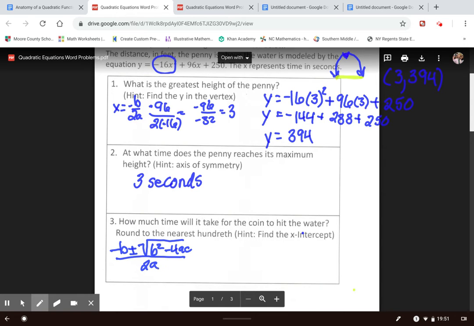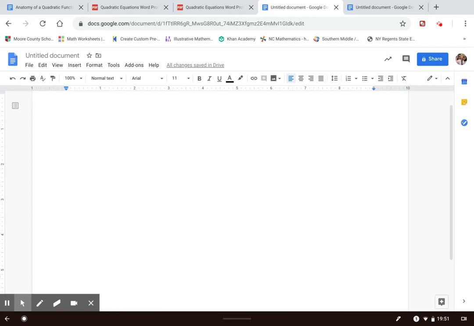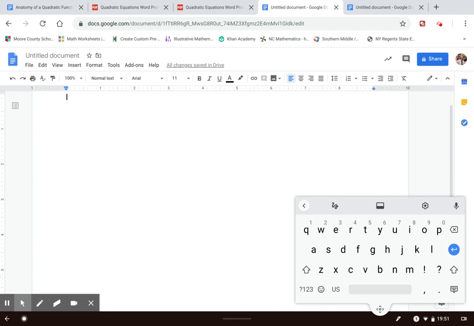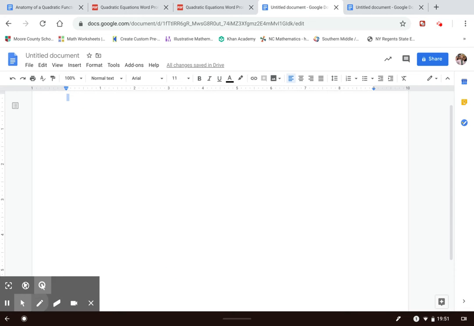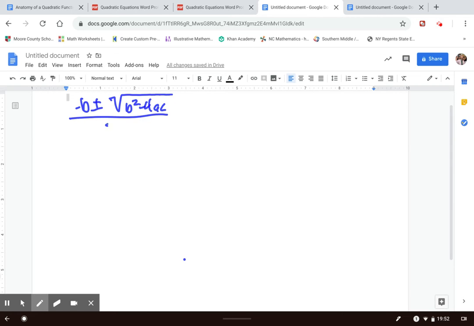So if I come over here, I have the negative b. In this particular problem, the b value was 96, so I'm going to have negative 96 plus or minus the square root of 96 squared minus 4 times a, which is negative 16, times the c value, which is 250. That would be divided by 2a, where the a value here is negative 16.